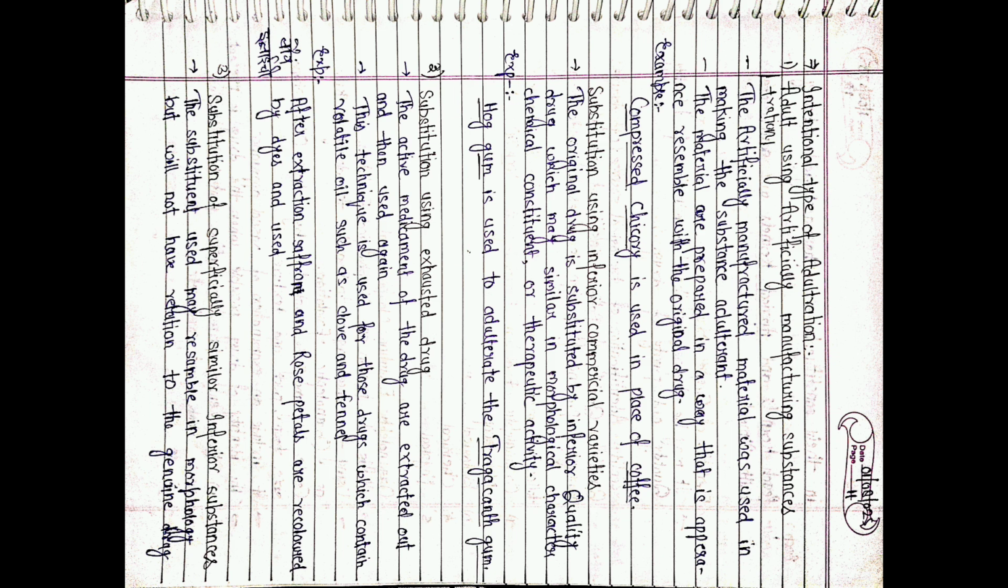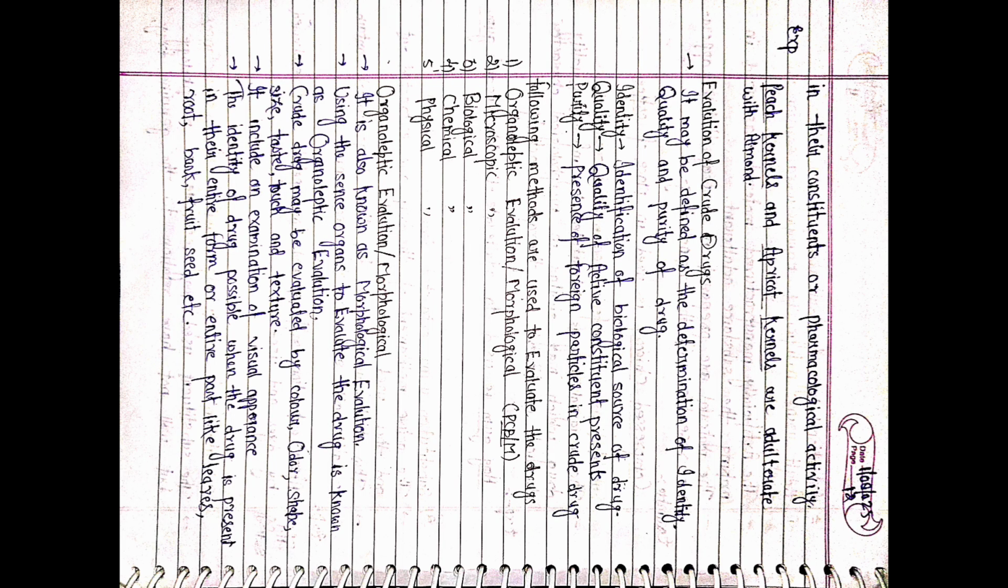2. Substitution using exhausted drug. The active medicament of the drug are extracted out and then used again. This technique is used for those drugs which contain volatile oil such as clove and fennel. Example: after extraction, saffron and rose petals are recolored by dyes and used. 3. Substitution of superficially similar inferior substances. Example: peach kernels and apricot kernels are adulterated with almond.